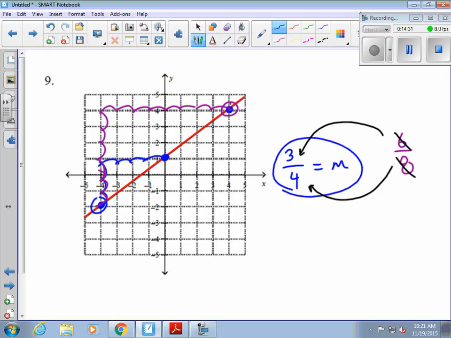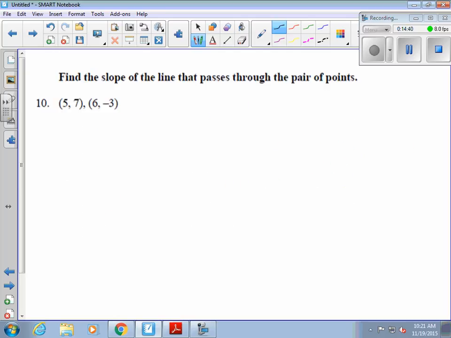So as long as you use good intersections, there are multiple ones you can use. 3 over 4 is what you need to have for the slope because you need the simplified version.